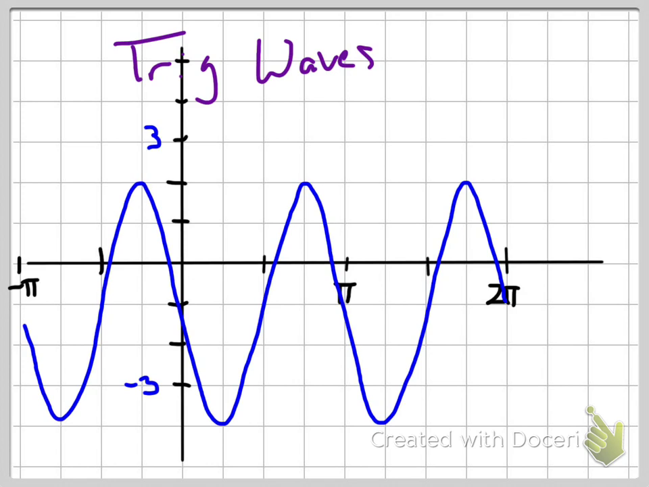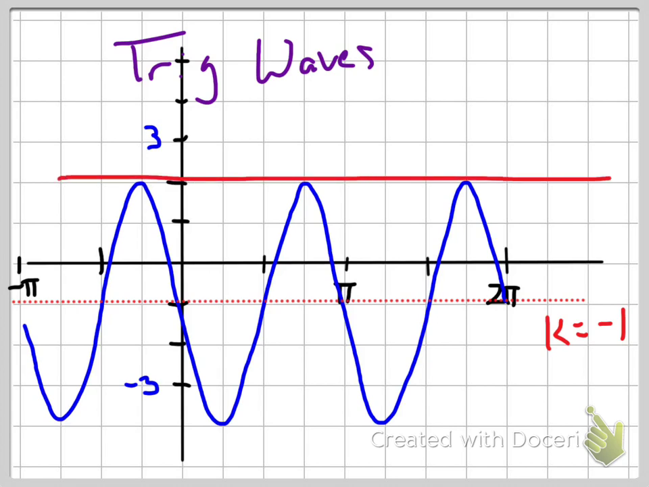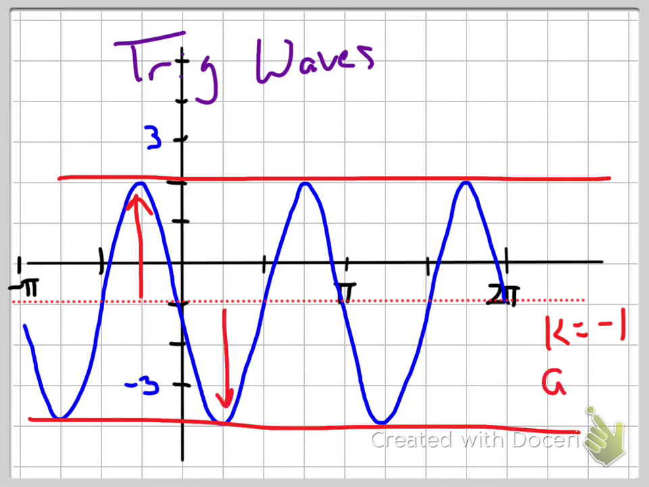All right. First thing I'm going to take a look at right now is my midline. I always want to identify the midline. The midline is right here, so that means my K value is -1. Taking a look at how high it goes up here and how far it goes down here, that tells me my amplitude from that midline is going to be 3. So that is my A value.